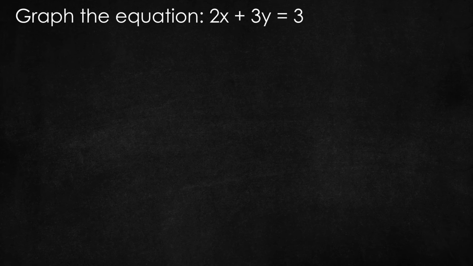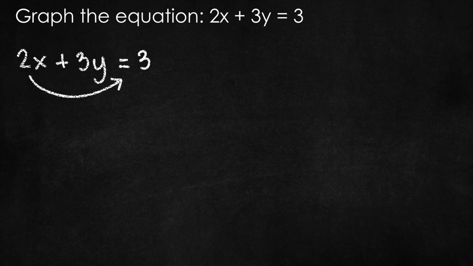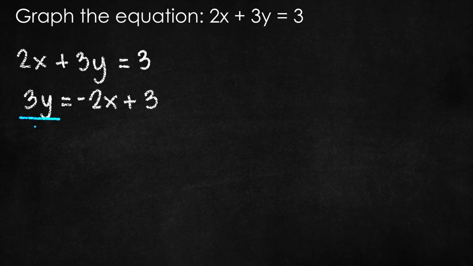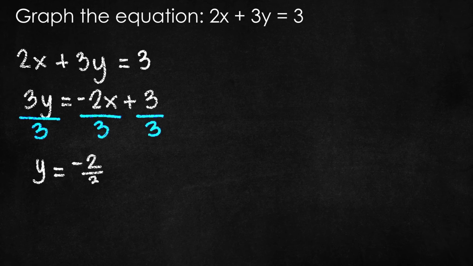Next, graph the equation 2x plus 3y equals 3. Let me copy the equation. We got to change this into slope-intercept form by isolating the variable y. Transpose 2x to the left side. Equation becomes 3y equals negative 2x plus 3. Divide both sides by 3. The slope-intercept form is y equals negative 2/3 times x plus 1.